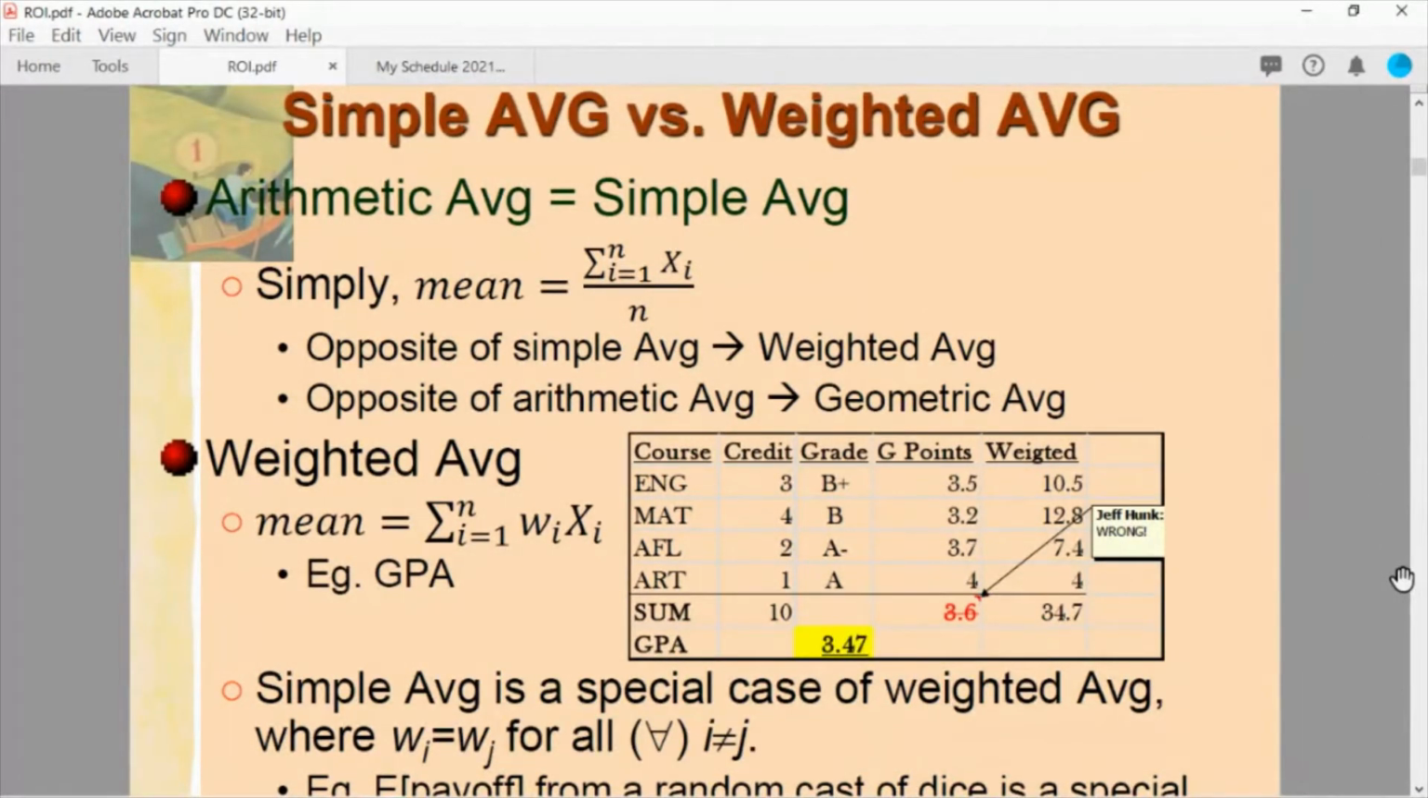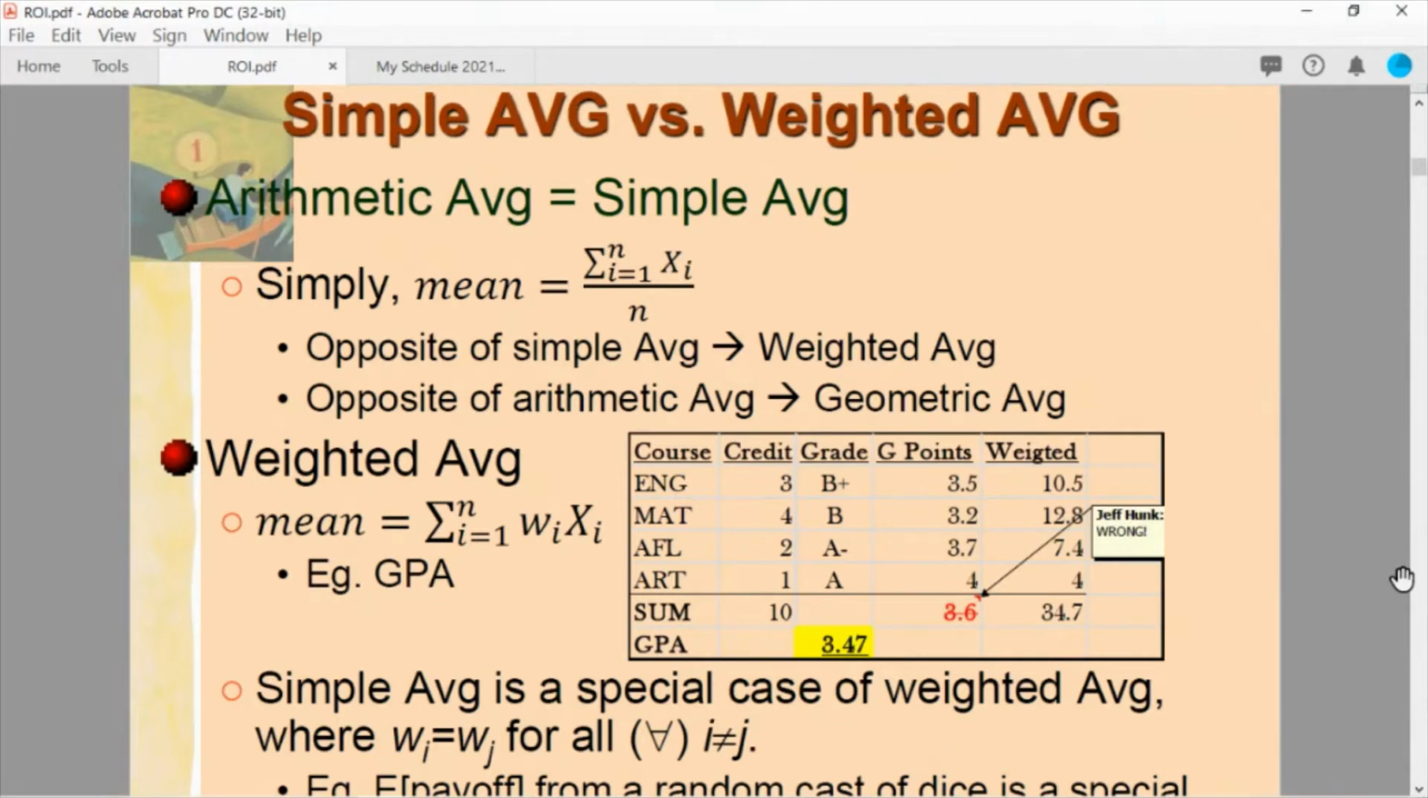Now, simple average is what you understand as average. It's also called arithmetic average. And what is that? When you take an average, you add all the numbers, right? And divide it by the number of data points, also called the number of observations. If you have 20 observations, that means 20 data points, and then you divide it by 20.